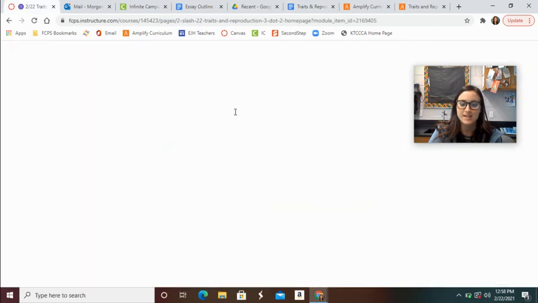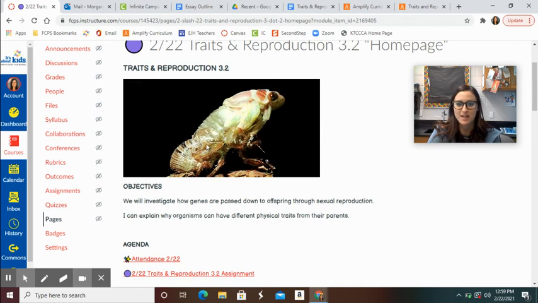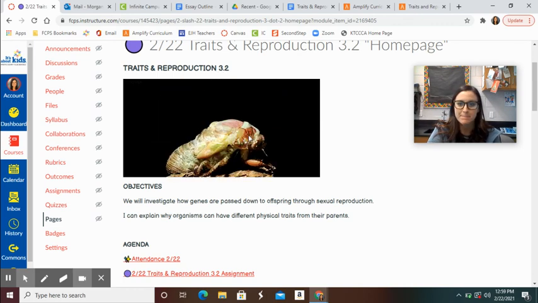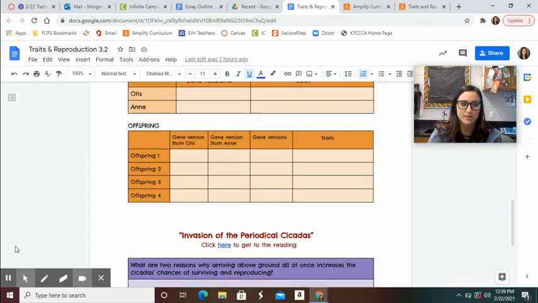And that is what this image is. This gross little image right here is a cicada. That's why I put that there for today. But that is all. So make sure you go through the simulation, look at the reading, answer the 2 questions, and that's it for 3.2.